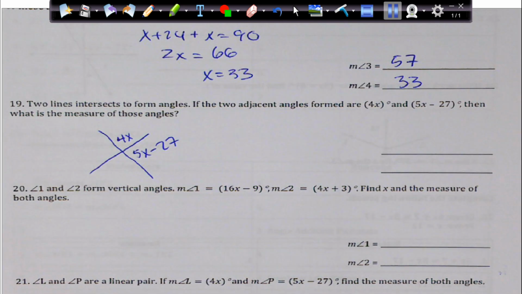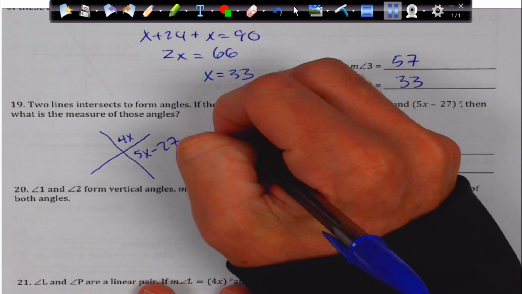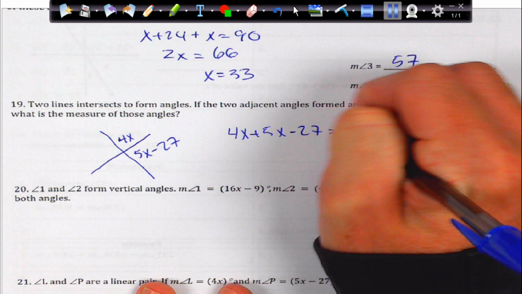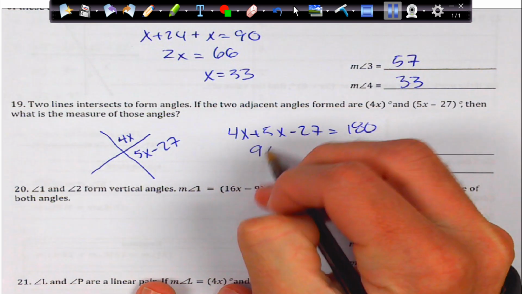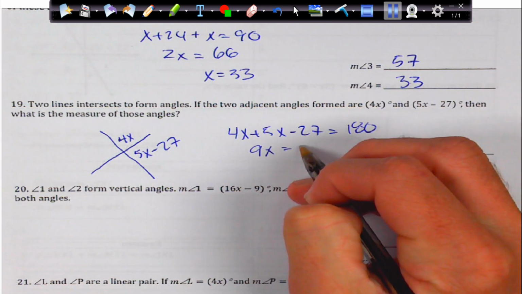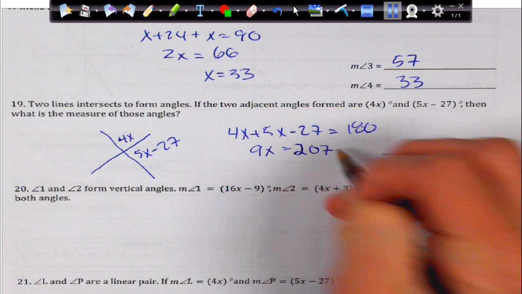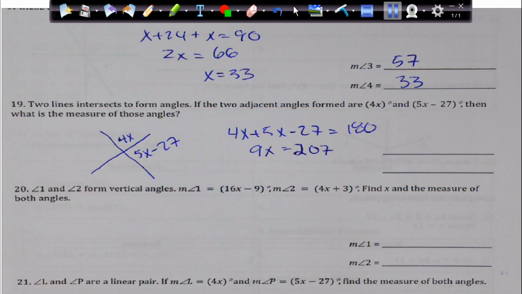Either way, this makes a linear pair, which means they add up to 180, because that's what we do in this class. Okay, so we get 9x. I'm going to add the 27 over. That should give me, what, 207? And then divide by 9. So 207 divided by 9 is 23.